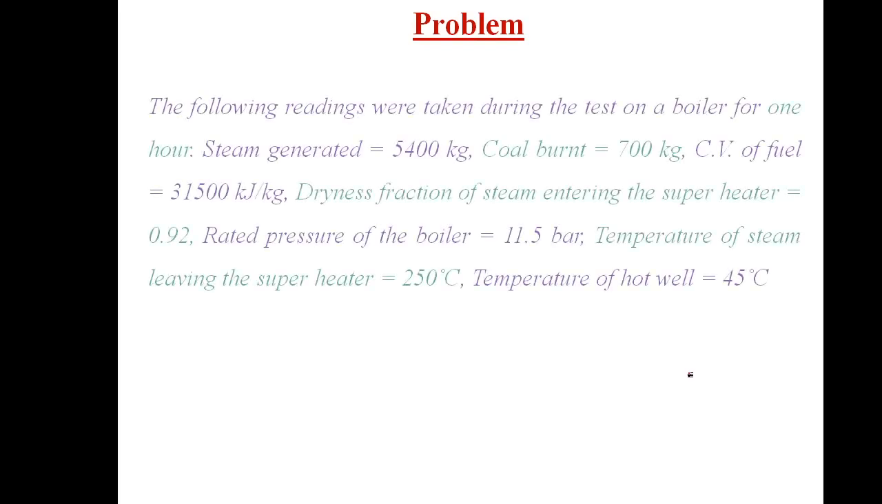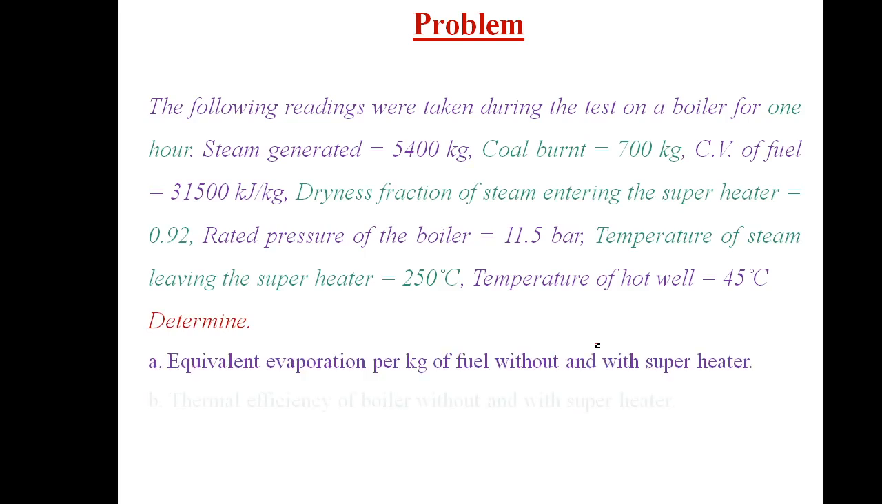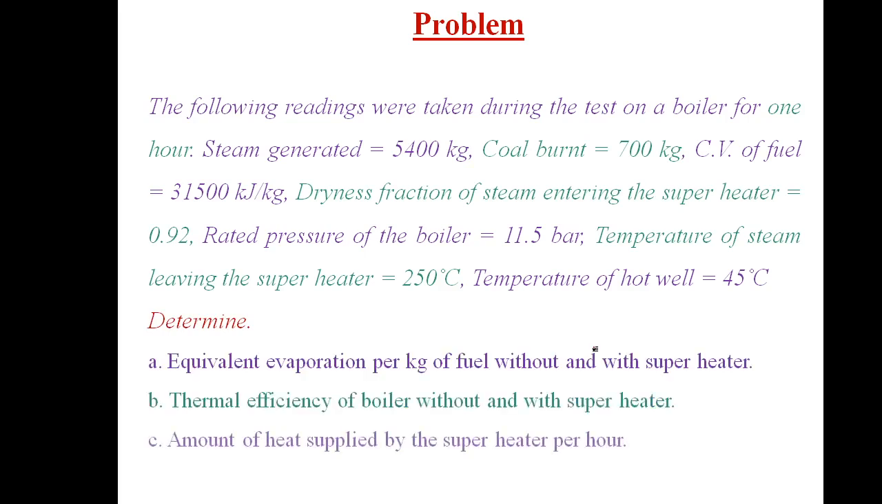After this we will be discussing a problem. In the next class we will discuss this problem and how to simplify it. In this problem, the boiler efficiency, equivalent evaporation, and the amount of heat absorbed by steam in the superheater have to be calculated. How to do the calculations systematically, we will look into in the next class.